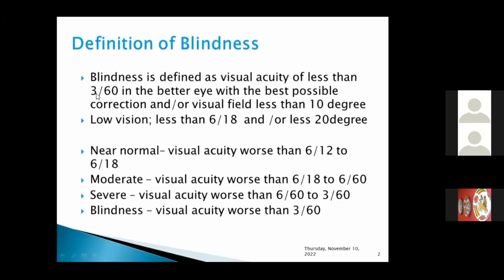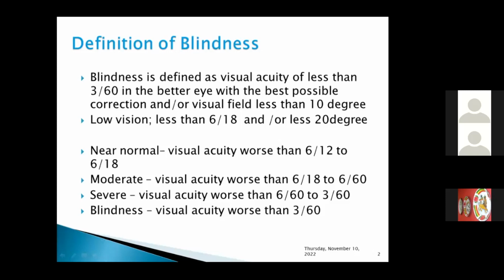Other than that, we have moderate visual reduction and severe visual reduction. The numbers, as you can see from your screen, range from 6/18 to 6/60 for moderate, and from 6/60 to 3/60 for severe. Blindness, we have already defined.